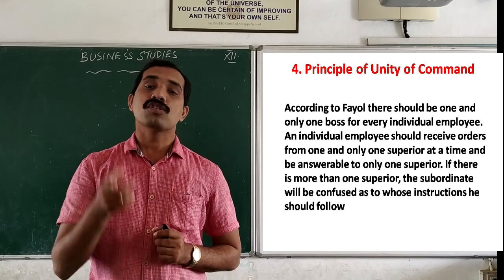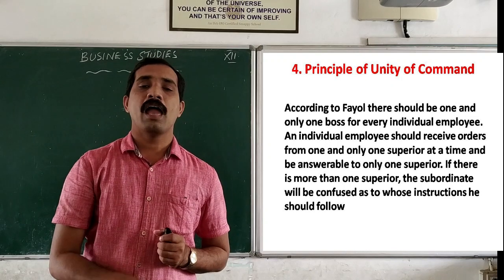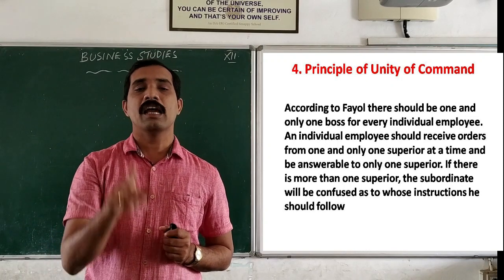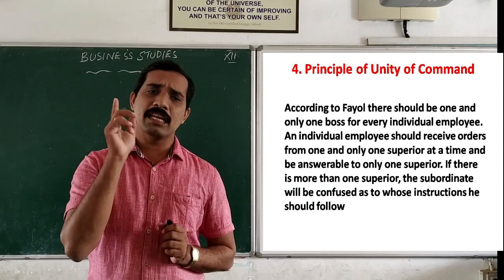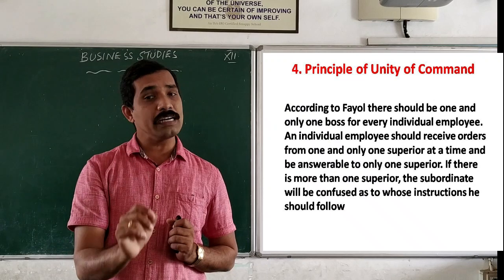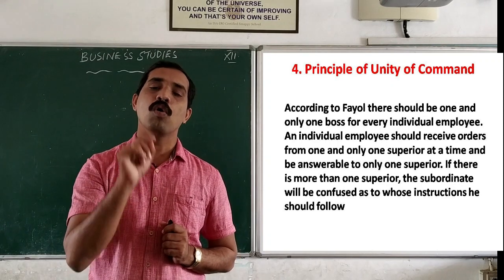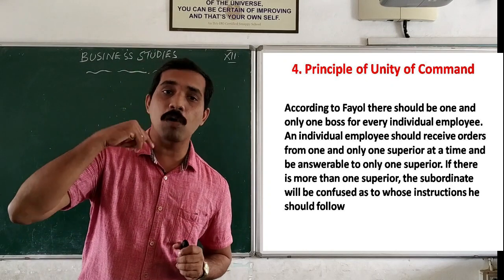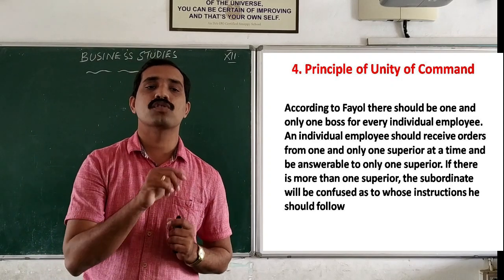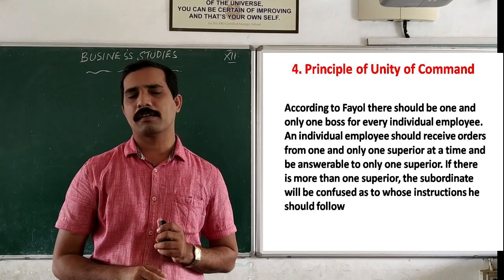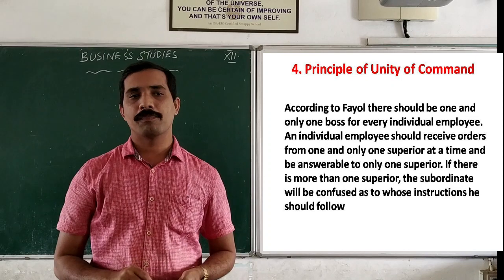An individual employee should receive orders from one and only one superior at a time and be answerable to only one superior. If there is more than one superior, what happens? The subordinate will be confused about whose instruction he should follow. That is unity of command. Unity of command means one and only one boss for every individual employee.